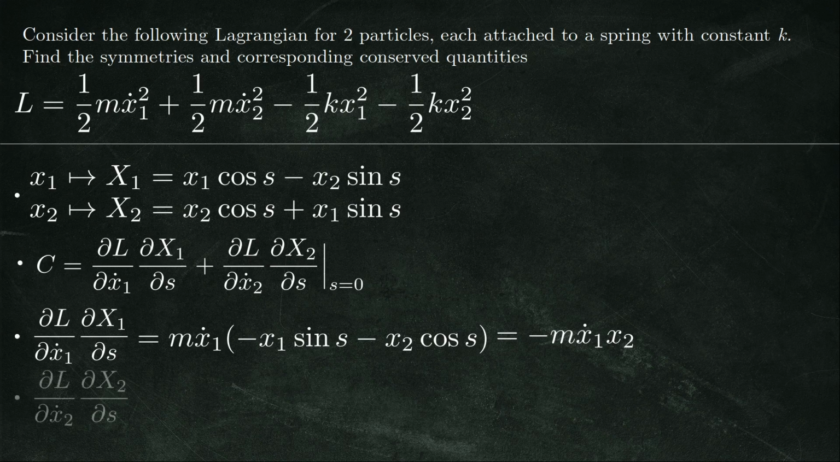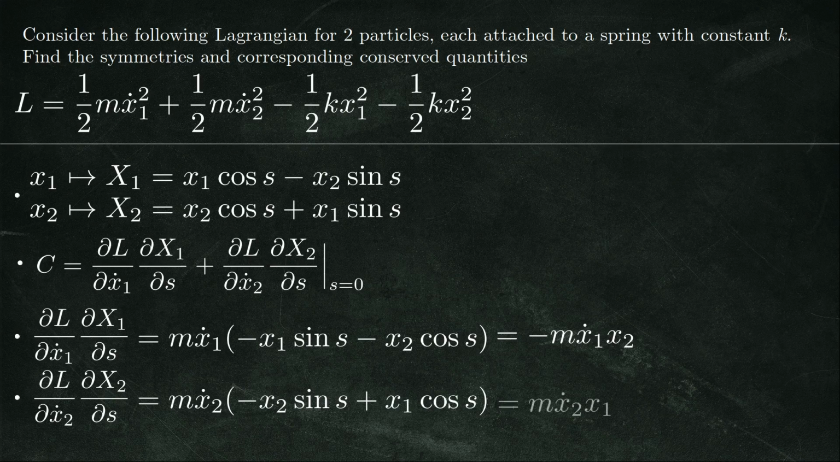Similarly, for the second set of partial derivatives, the factor outside the bracket comes from the derivative of the Lagrangian. The factor inside the bracket comes from the derivative of the coordinates. And then we set s to 0, we get this. And then the conserved quantity, we add both of these together. So a conserved quantity is this combination here.